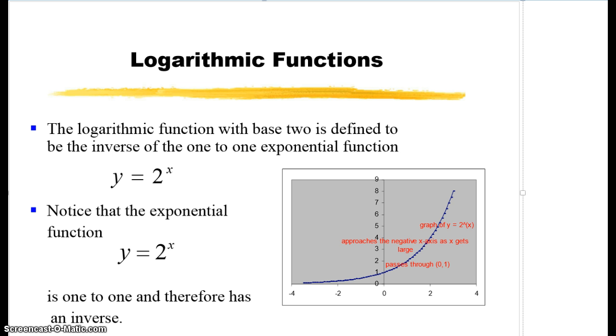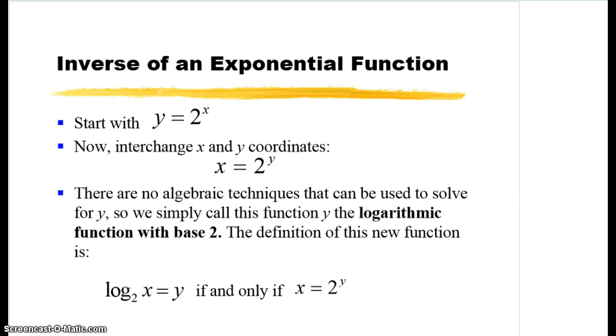Okay, so notice that this exponential function, y equals 2 to the x, well, it's 1 to 1. Why is it 1 to 1? Because it passes the horizontal line test, right? I could draw many horizontal lines here, and they will only cross the graph of my function once, at only one point. So since it passes the horizontal line test, it is 1 to 1, and if it is 1 to 1, it must have an inverse. Okay, that's what we discussed in the last video.